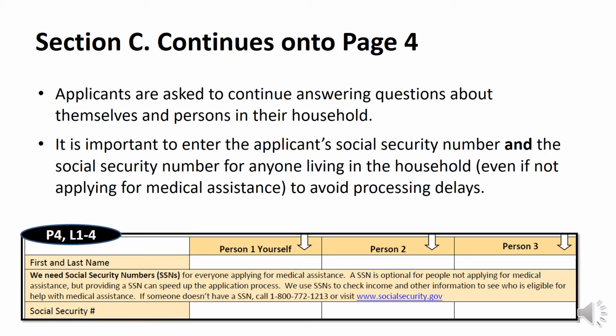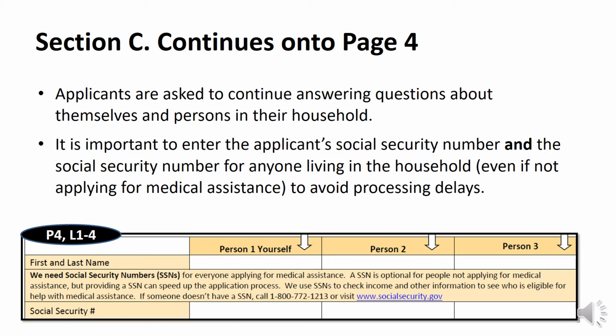The eligibility team uses Social Security numbers to check income and other information to find out who qualifies for medical assistance. If someone does not have a Social Security number, they can call 1-800-772-1213 or visit www.socialsecurity.gov. Remember, if you are applying for Medicaid, you do have to at least have applied for a Social Security number and show proof that you've applied for that.